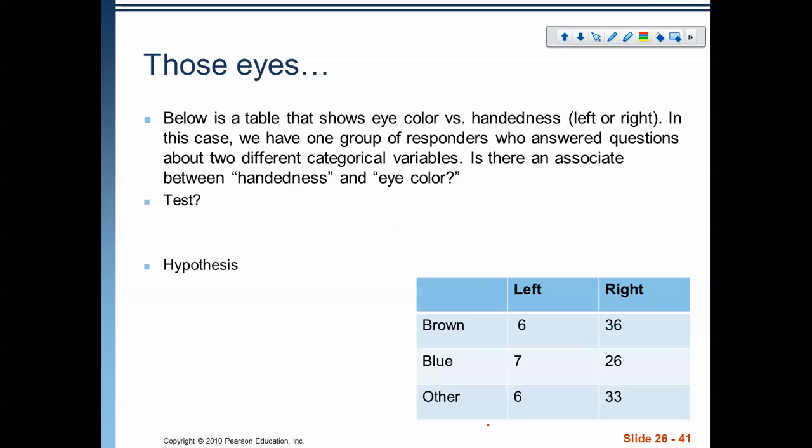So let's just jump into a problem. Below, in the bottom right here, is a table that shows eye color versus handedness. We did similar examples back in chapter 3. In this case, we have one group of responders who answered questions about two different categorical variables. The question is, is there an association?